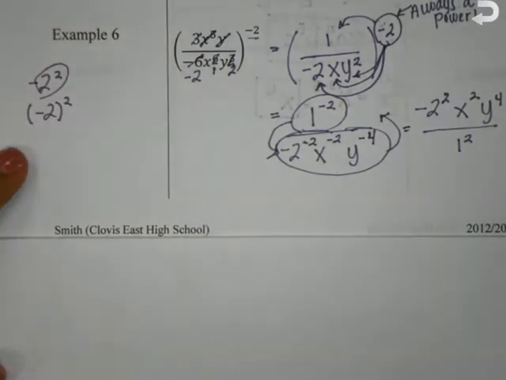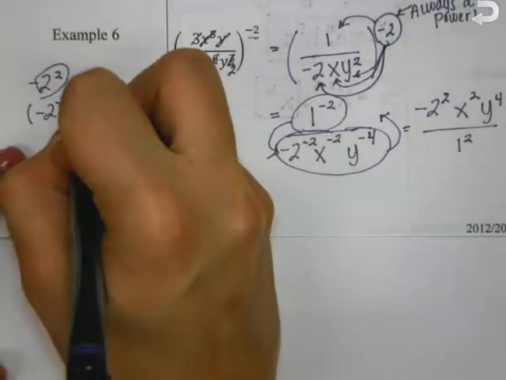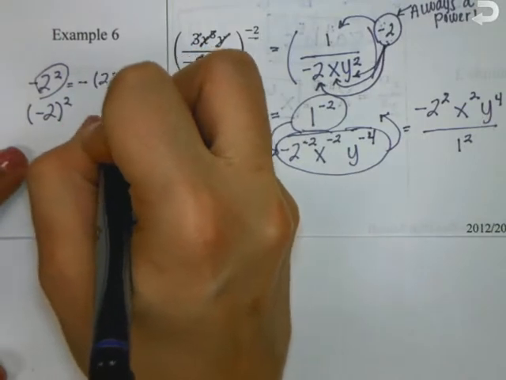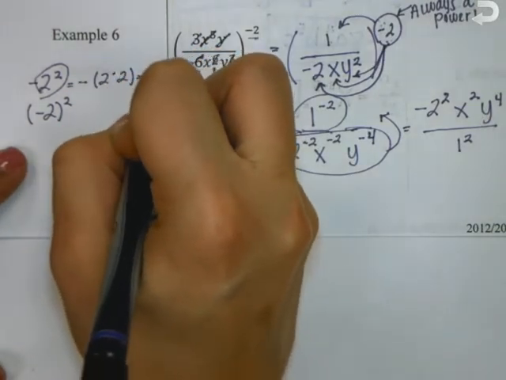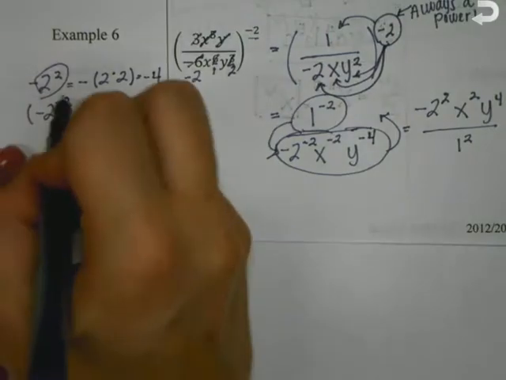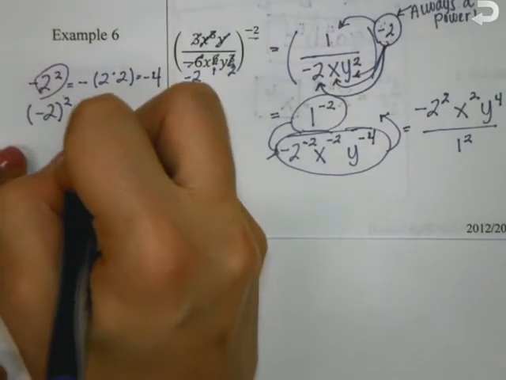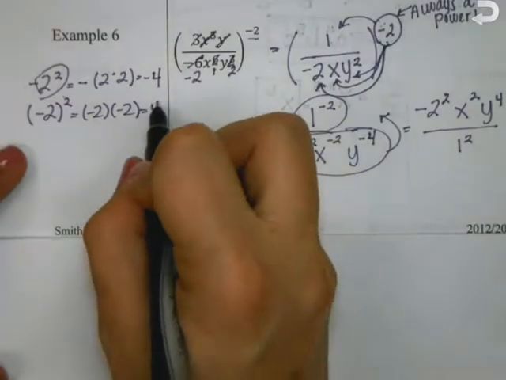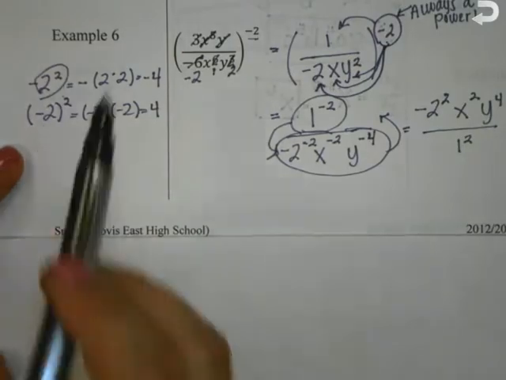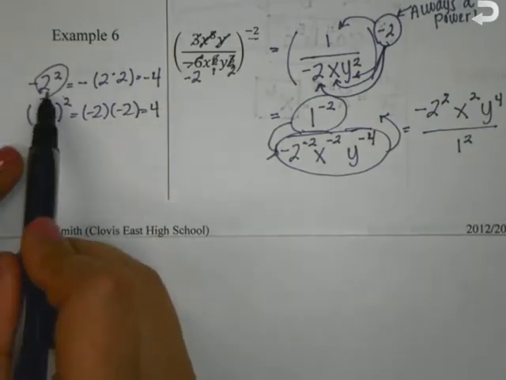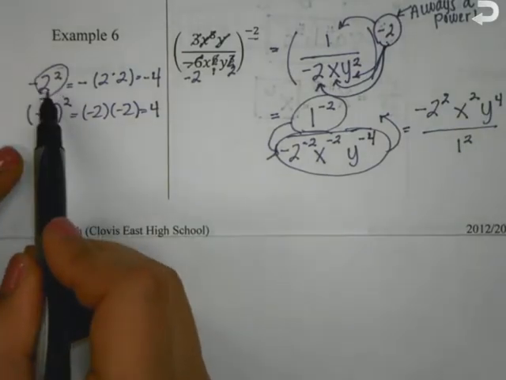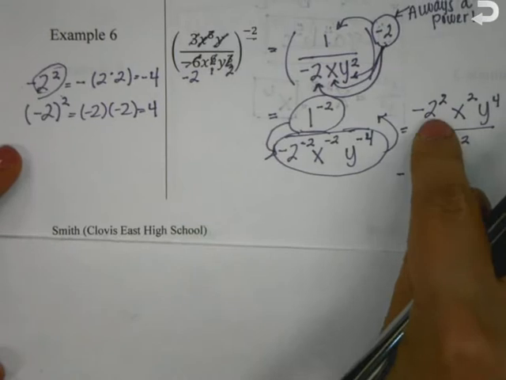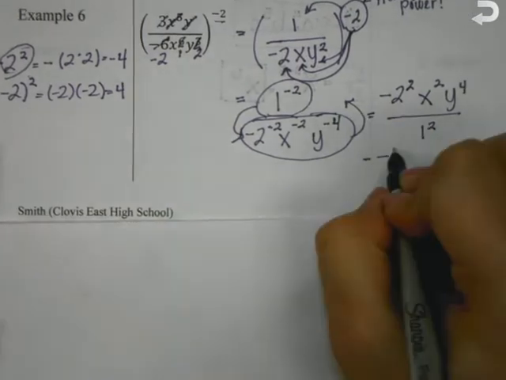What's this saying? That's negative 2 times negative 2, which is positive 4. So if there's not a parentheses around the negative 2, only the 2 is being squared. So what is that actually reduced to? Negative 4. X squared, y squared. What's 1 squared? Do we have to write it then? No. So this is our answer.